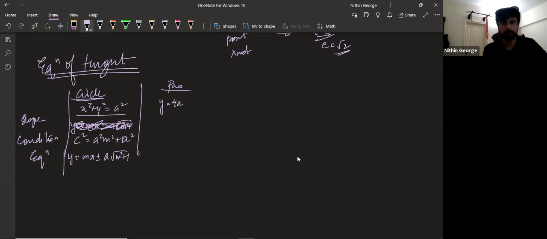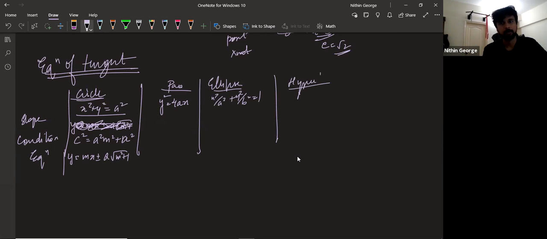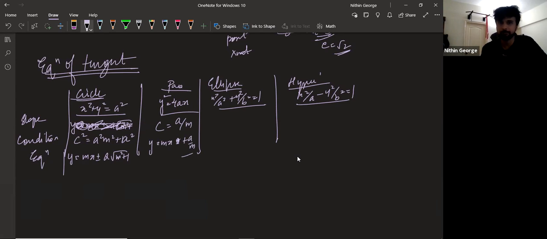For parabola, y square equal to 4x. And for ellipse, x square by a square plus y square by b square equal to 1. For hyperbola, x square by a square minus y square by b square equal to 1. All right. We have parabola, ellipse, and hyperbola with us. So the slope condition for parabola will be c equal to a by m. All right. So here it will change to y equal to mx plus a by m.